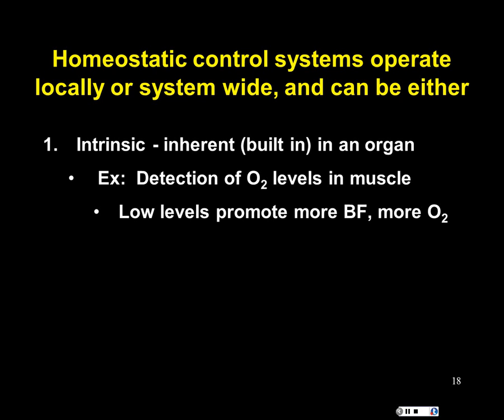The example I have here in the presentation is the detection of oxygen levels in muscles. If oxygen levels deplete in a skeletal muscle, there's going to be more vasodilation to increase blood flow. If there's more blood flow, there's going to be hopefully more oxygen. So the muscle cells can change the diameter of the blood vessels in the muscle to make sure there's more blood flow. It intrinsically causes the blood vessels to dilate and bring more blood. So our skeletal muscles can do this. Our heart can do this.